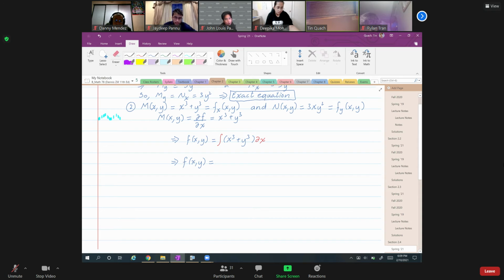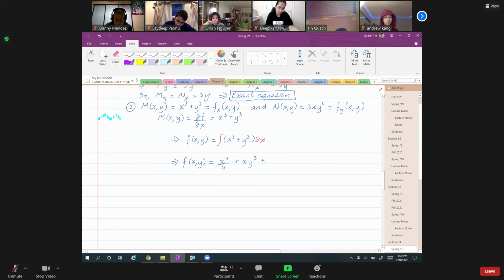Then on the right-hand side, what is the integral of x cubed? X to the fourth divided by 4. Right. Plus, what is the integral of y cubed with respect to x? Y cubed x. Very good. So we write x y cubed plus a constant. Do you agree?